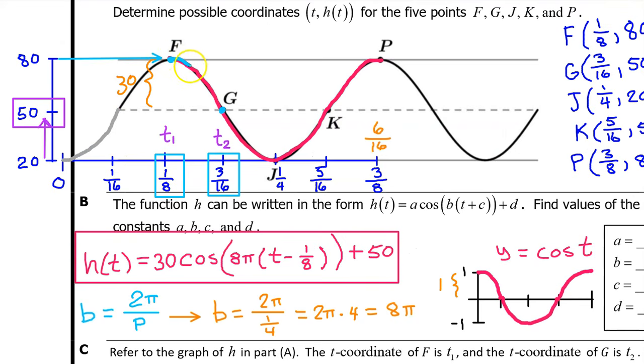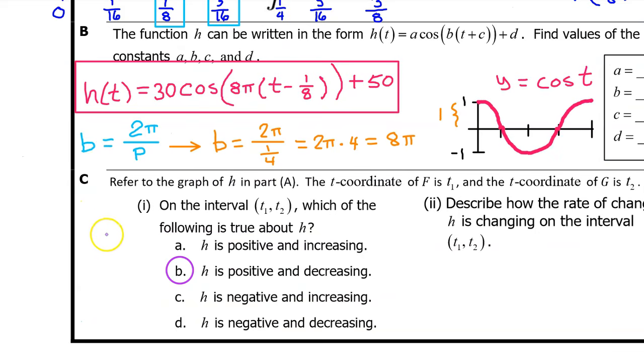On the interval from t1 to t2, h of t is clearly decreasing. h of t is falling from left to right on this interval, but is h of t positive or negative? Well, just look at the output values on this interval. They are between 50 and 80. So the output values are all positive. So the answer is B. h of t is positive and decreasing on the interval from t1 to t2.